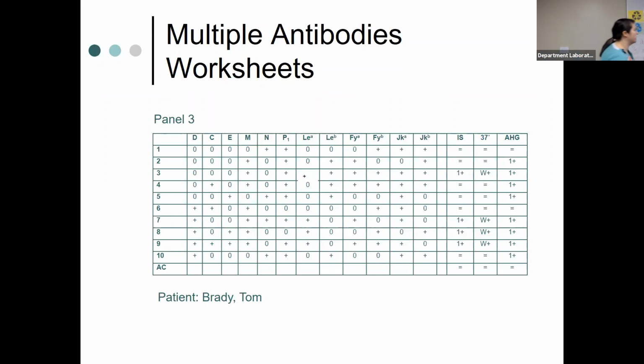Did everybody understand what I was saying about this heterozygous? Remember when we were talking about the Lewis family, it's very uncommon to have a person that's positive for both Lewis A and Lewis B. It's very rare. You will probably never see this on one of your panel cells. You're either positive for one or the other. Right? But in order to get these reactions, I don't want to give it away.